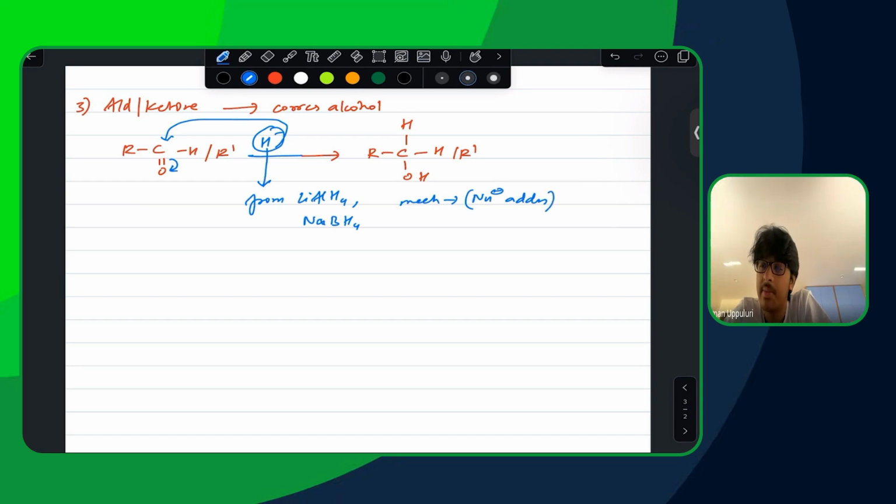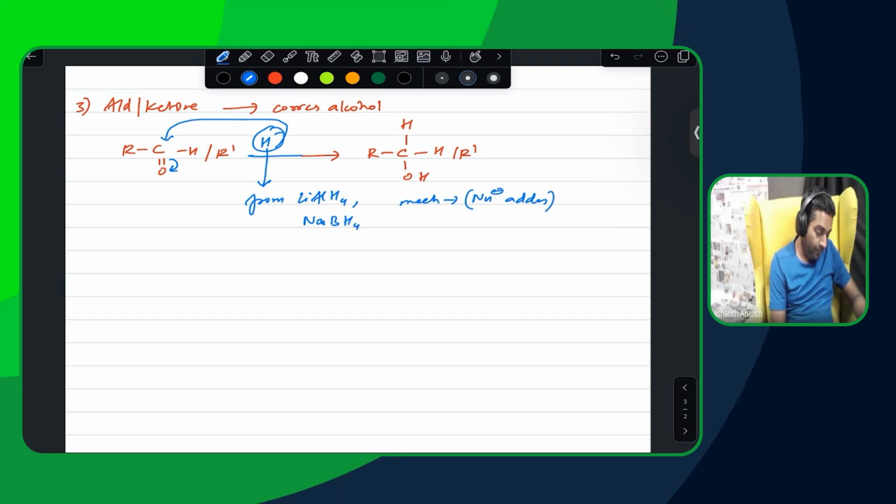Delta plus, high delta plus. Now, in the LiAlH4 and NaBH4 case here, we are going to have some extra points to pay attention to. Let's say I have a compound like this. As you can see here, there is a conjugation available.